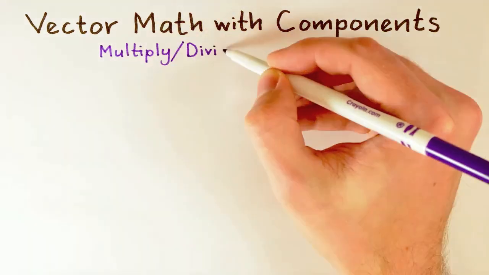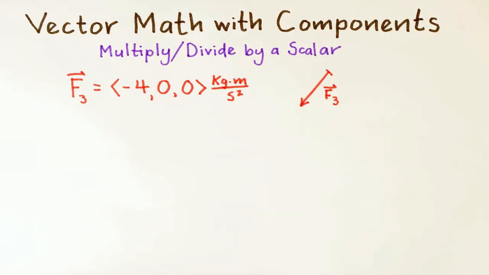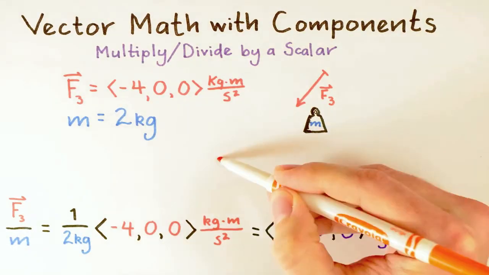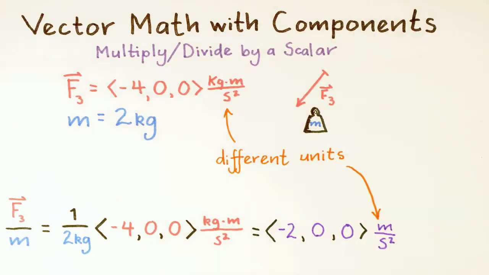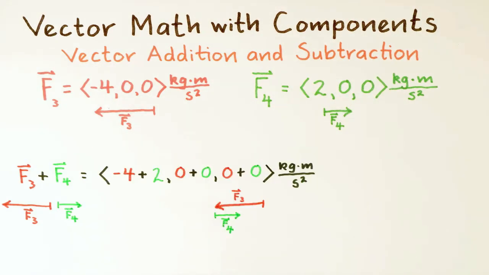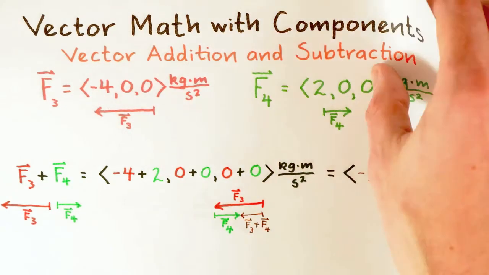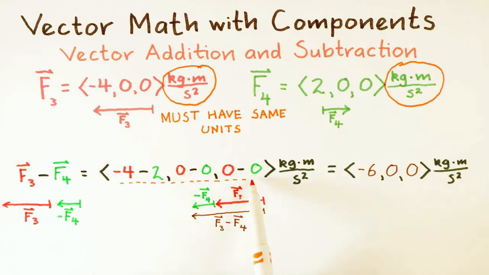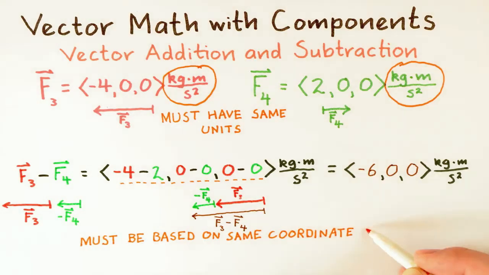To multiply or divide a vector by a scalar, we multiply or divide all the components by the same scalar. Note that if the scalar has units, the result of the multiplication or division is a new vector with different units. To add or to subtract vectors, we add or subtract the corresponding components. We need to take care that all vectors that are being added or subtracted have the same dimensions, and that the same coordinate system was used to construct the component representations of each vector that is being added or subtracted.